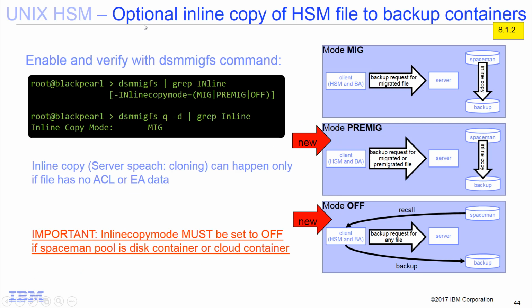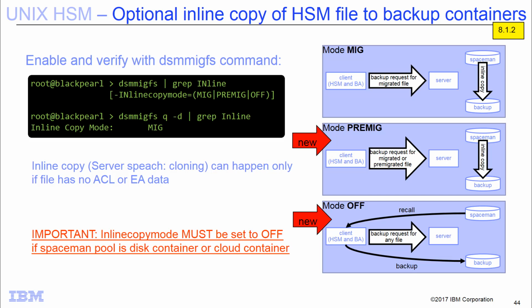Also in UNIX HSM, we now have an optional inline copy of the HSM files to backup containers. When you migrate the UNIX files out to Spectrum Protect, you can optionally have those migrated files copied directly on the Spectrum Protect server out to the backup storage pool.